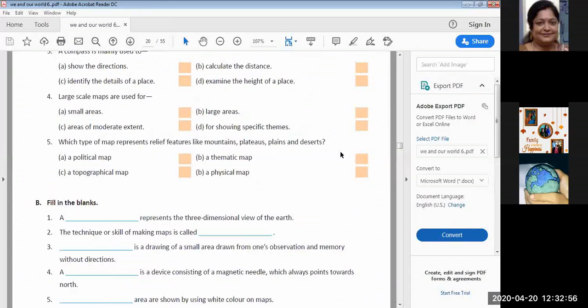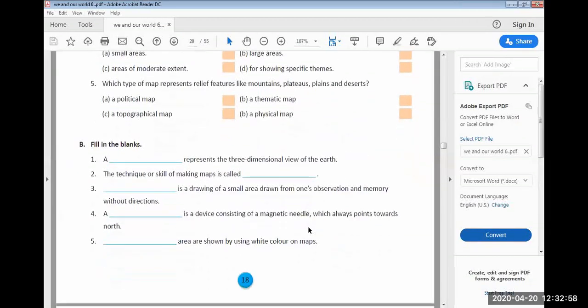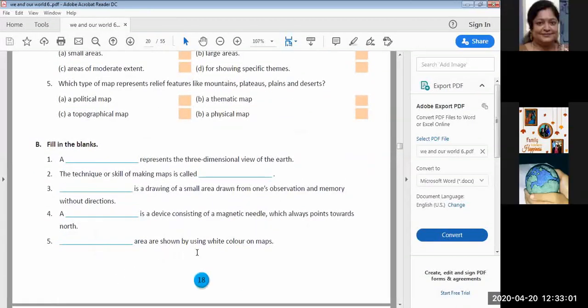Now coming to the fifth one. Dash area are shown by using white color on maps. Snow capped, excellent, very good. Pat your back, beta, everyone. Good. So snow capped, very good class.